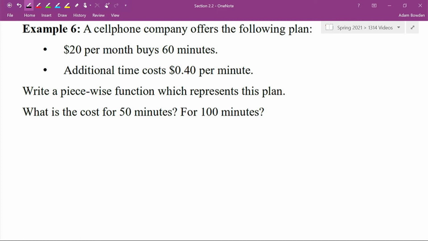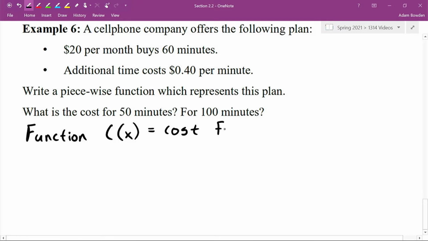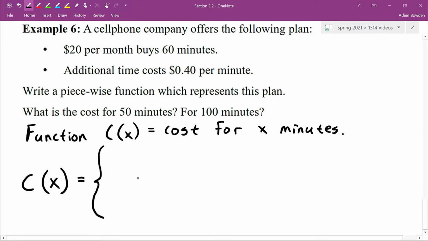So to construct a piecewise function from this description, we'll basically be breaking it down into two parts. First off, let's call our function by a name. We'll use the capital letter C to stand for cost and x to stand for the number of minutes. So C of x will be equal to the cost for x number of minutes. And now we can construct our function as a piecewise function like so. We write C of x is equal to, and then we write this large thing which I call a curly brace. It's kind of like a bracket of sorts, but it's kind of curly like this.